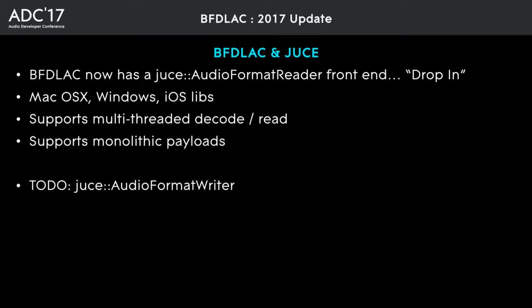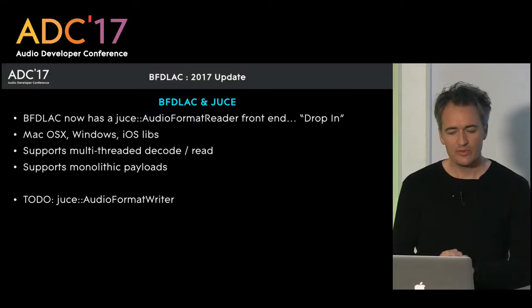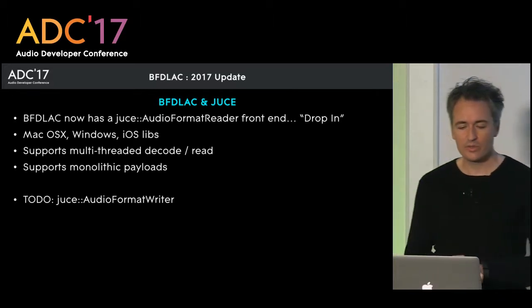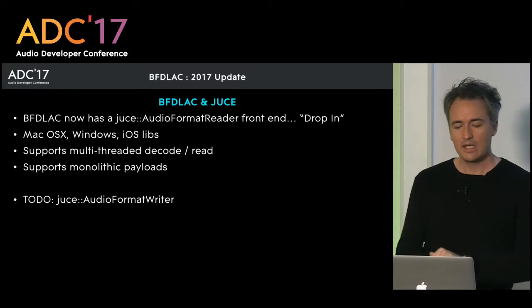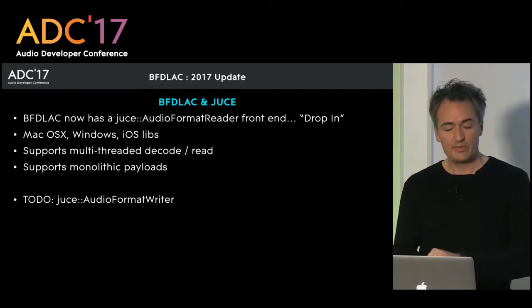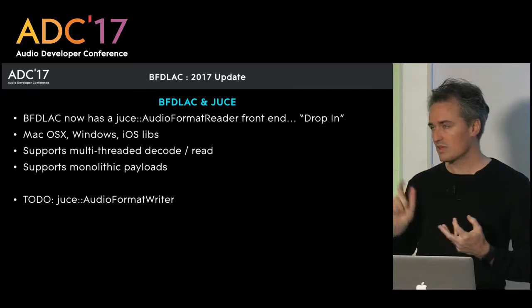So we have put a JUCE interface on top of BFDLAC. So you can now use BFDLAC for decoding with a standard audio format and audio format reader. So in theory, you can drop it in. We have BFDLAC as an OS X, Windows, iOS library, with the beginnings of Neon optimization. It supports multi-threaded decoding. You can have multiple reads of the same file happening at once, which is important because a lot of people with sample libraries like to deliver their sample data as one big monolithic payload.